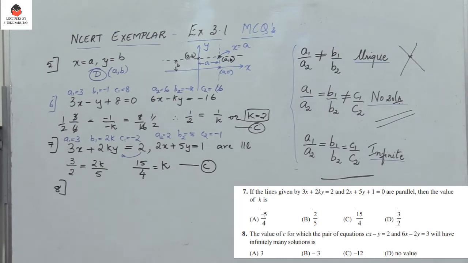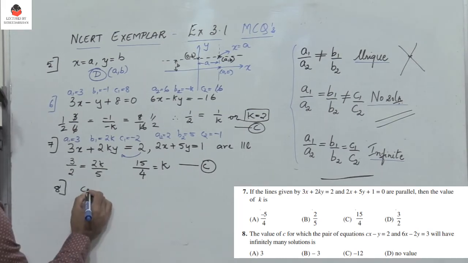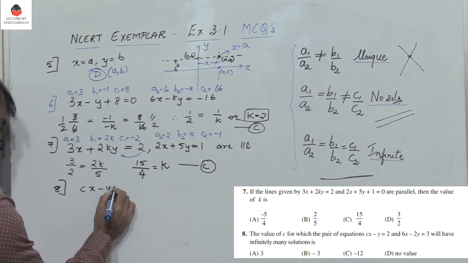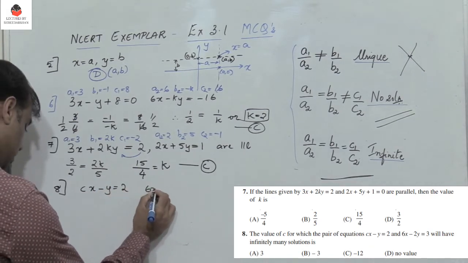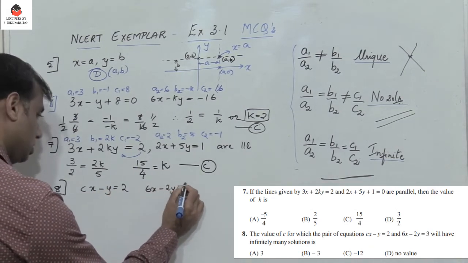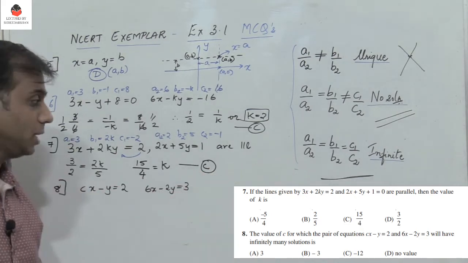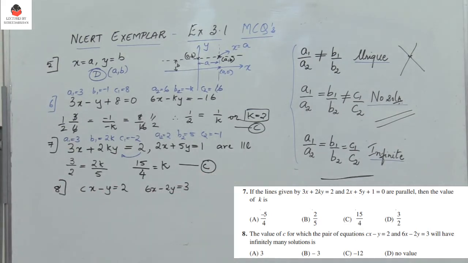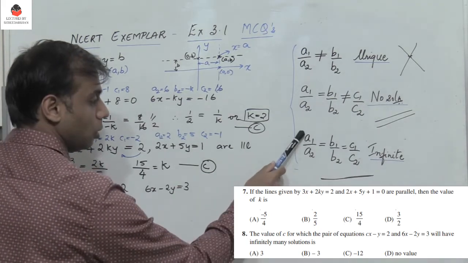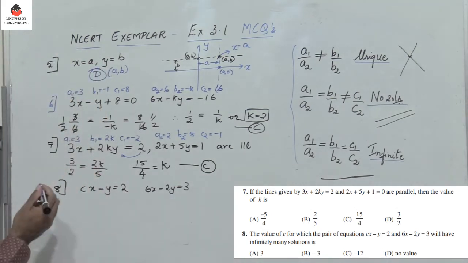Question 8. For what value of c is the pair of equations cx minus y equals 2 and 6x minus 2y equals 3 will have infinitely many solutions? So I need to find the value of c such that there are infinitely many solutions. So the only condition is this, where all the ratios are equal.